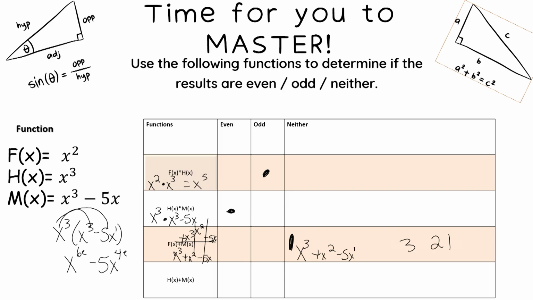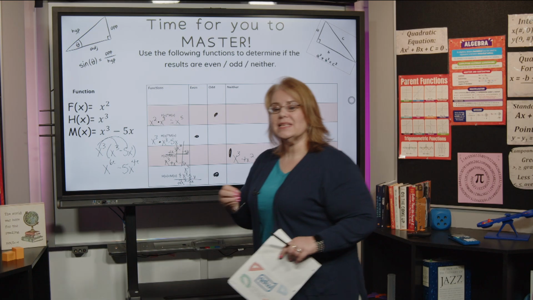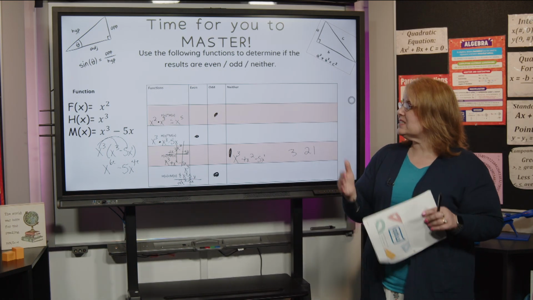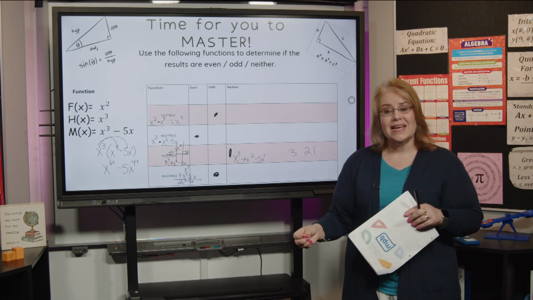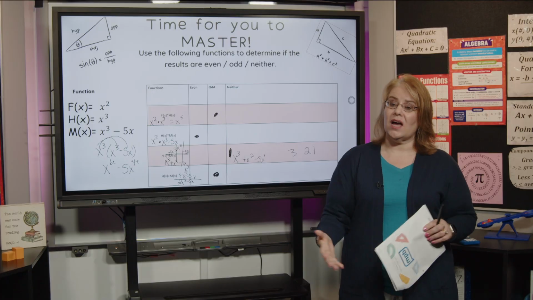So they're mixed. Since they're mixed, it's going to be neither. I have a 3, a 2, and a 1 as my exponents, so it is mixed. So let's try the last one. I'm looking at x to the third, and I'm adding that to x to the third minus 5x. So 1x to the third plus 1x to the third is 2x to the third minus 5x. So I have a 3 and a 1. Those are odd. So it's not necessarily difficult, it's just I've got to make sure I'm looking at those exponents and making sure I'm doing the correct operations.